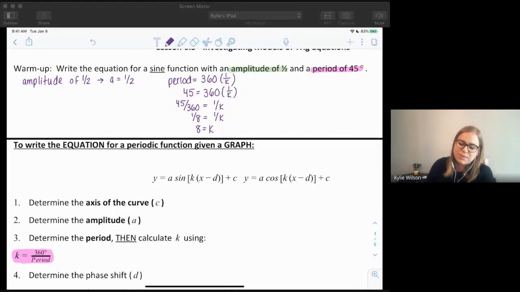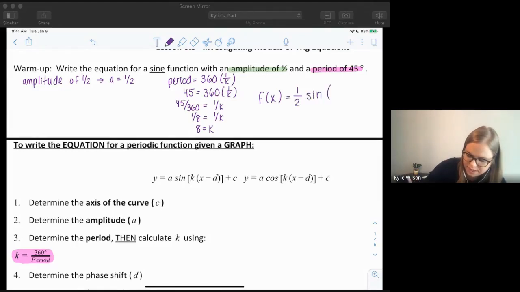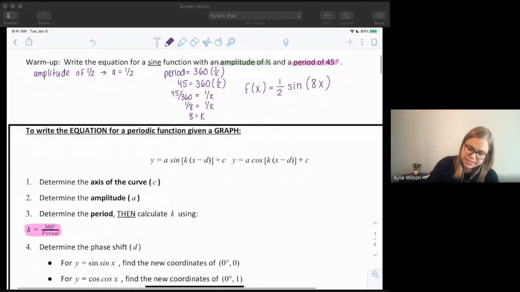So now we have an A value of 1/2 and a K value of 8. So let's fill that into our equation. So f of x is 1/2 sine of 8x. And that would be our final equation. So now let's continue with this. We're going to be looking at some graphs and determining their equation.